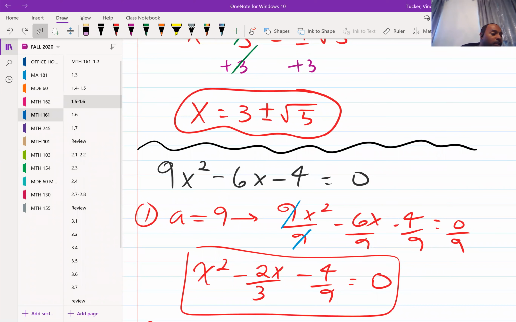So the 9's cancel on that first term to leave us with just x squared. And we have 6 over 9, which is 2/3. And then 4 over 9 is 4 over 9. Of course, 0 over 9 is 0. Any problems?